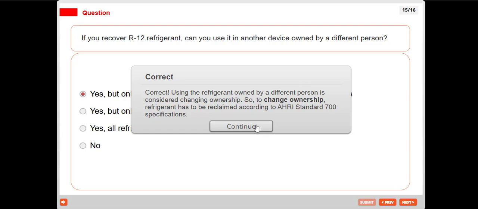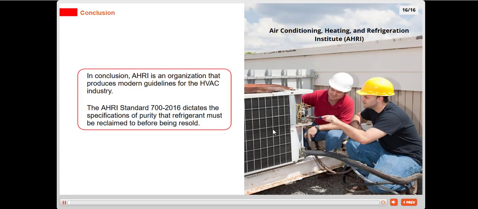In conclusion, yes, correct. AHRI is an organization that produces modern guidelines for the HVAC industry. The AHRI Standard 700-2016 dictates the specifications of purity that refrigerant must be reclaimed to before being resold.